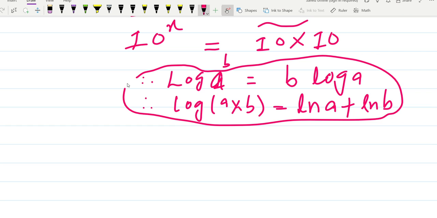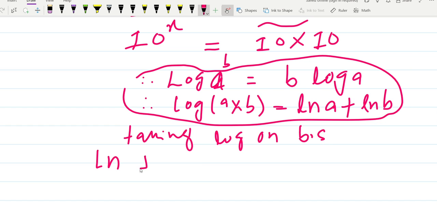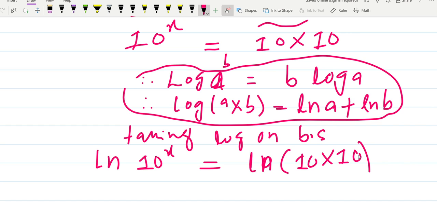Okay, now taking log on both sides, so log of 10 power x is equal to log of 10 multiplied by 10. So now we can use these two formulas. Okay, so here the second formula will be used, and here the first formula will be used. This 10 is instead of a.